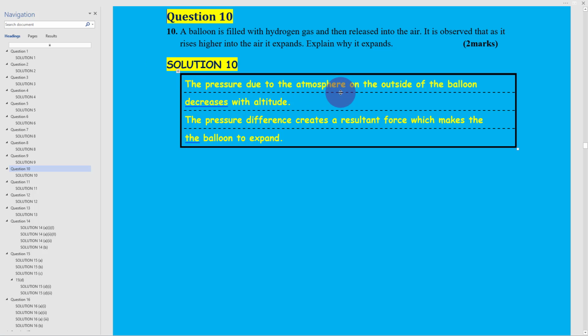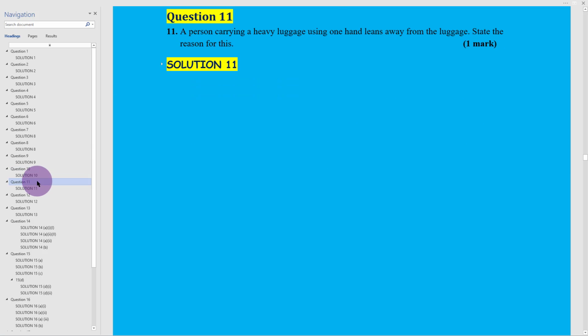So this is it. The pressure due to the atmosphere on the outside of the balloon decreases with altitude. Altitude is the vertical height above sea level. The pressure difference creates a resultant force which makes the balloon expand. So the explanation is just as simple as that. Let's go to question 11.